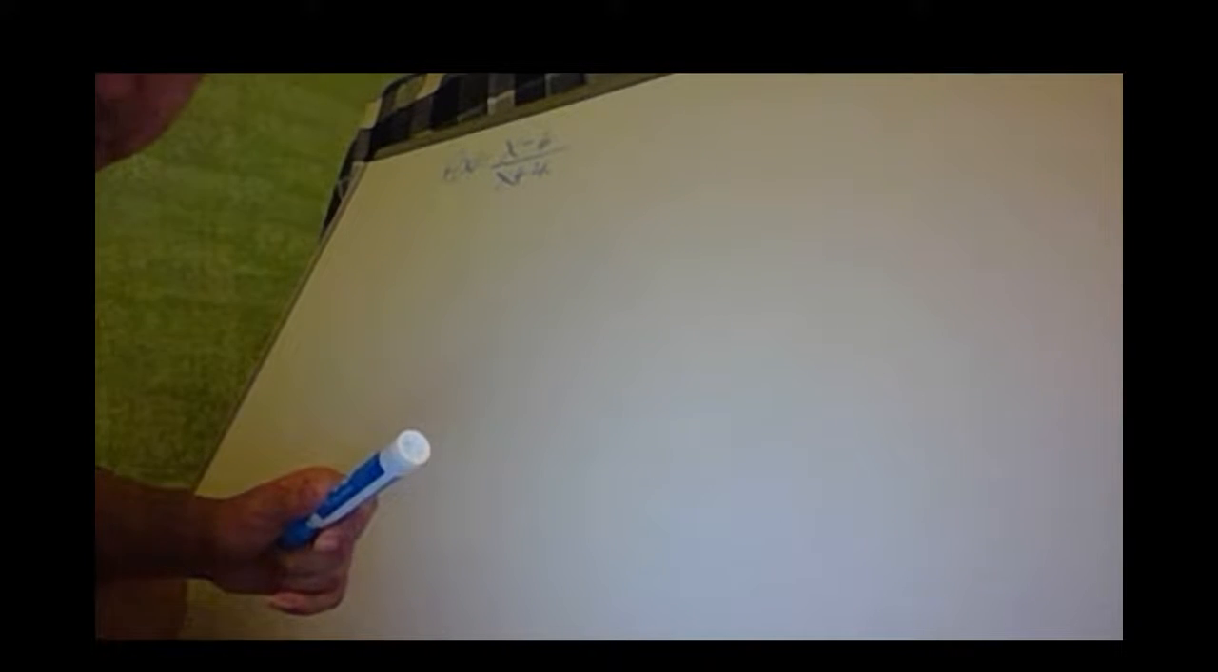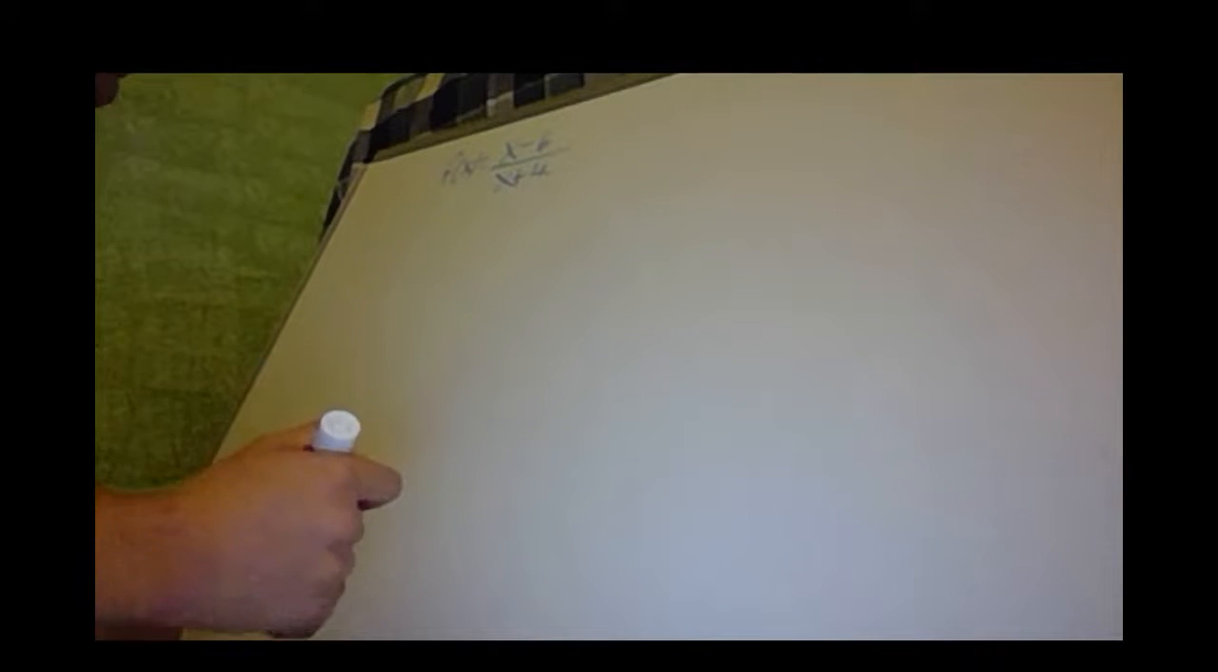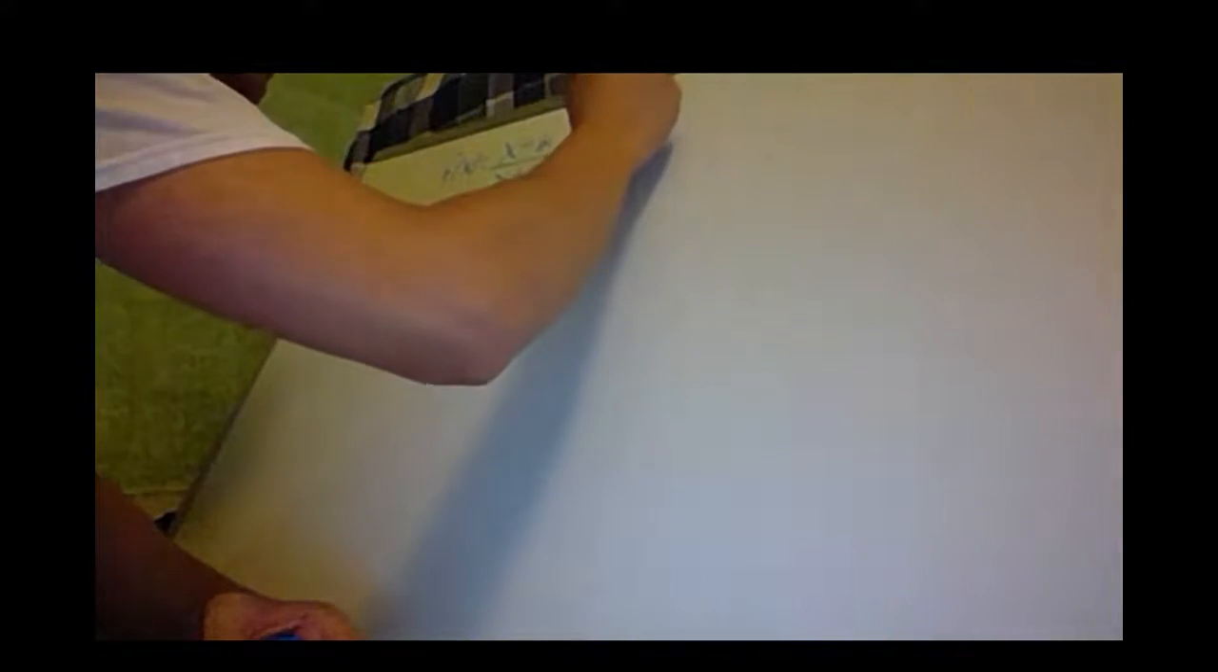I need to get a better camera because this one really sucks. So we're gonna find the vertical and horizontal asymptotes for this one. Remember the vertical asymptote?